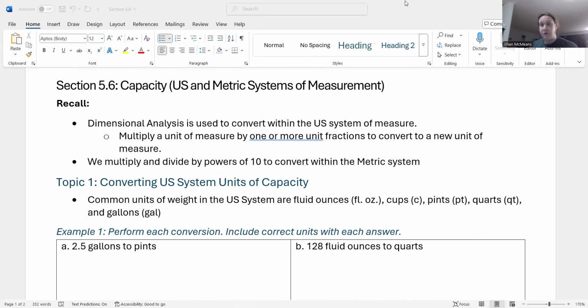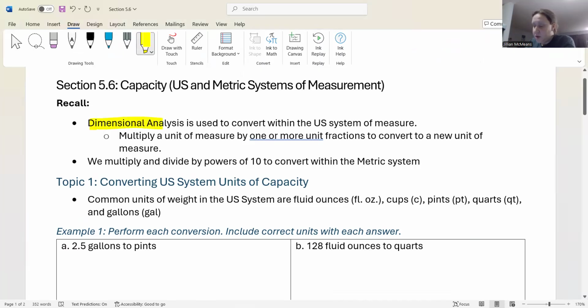new. The process to convert within the US system is the same. The process to convert within the metric system is the same. We just have some new units that we need to learn, okay? So as a gentle and quick reminder, dimensional analysis is used to convert within the US system of measure, and it is the process where we multiply one unit of measure by one or more unit fractions to convert to a new unit of measure. And then when we're in the metric system, we're essentially just multiplying and dividing by powers of 10, so we're scooting decimals around. That's really it, okay?